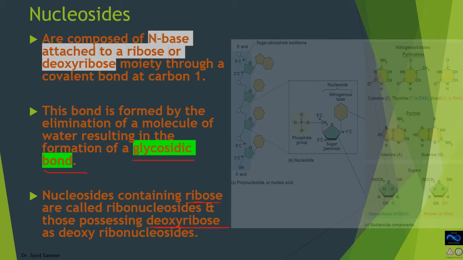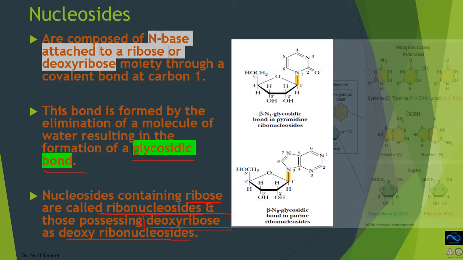Nucleosides usually contain either ribose as the sugar or deoxyribose as the sugar. If it is ribose, then the nucleoside will be called a ribonucleoside, and if the sugar to which the nitrogen base is attached is a deoxyribose, then the nucleoside will be called a deoxyribonucleoside. So a deoxyribonucleoside contains deoxyribose, and a ribonucleoside contains a ribose sugar attached to the nitrogen base with the help of a glycosidic bond, as you can see in the picture here. The bond is between the nitrogen base N1 and the C1 of the sugar.